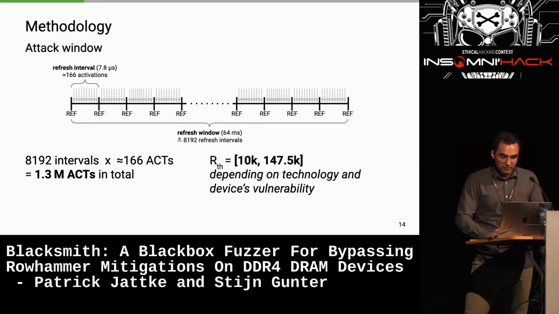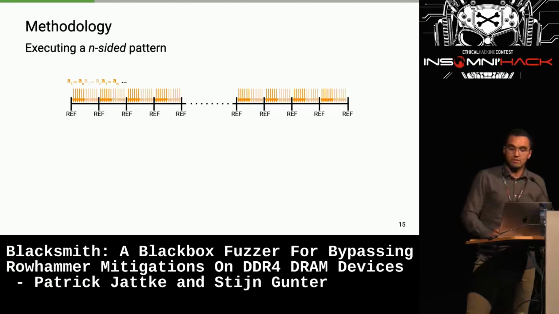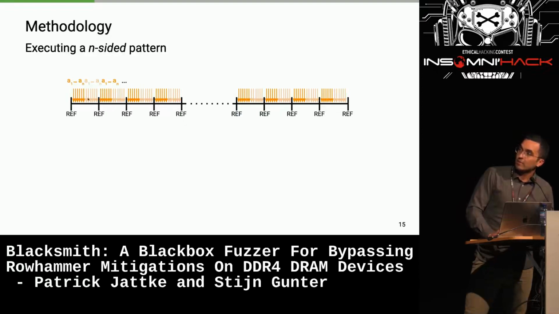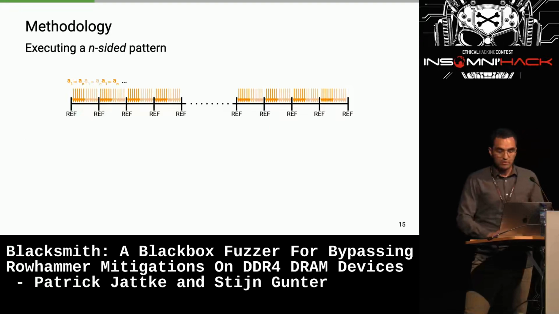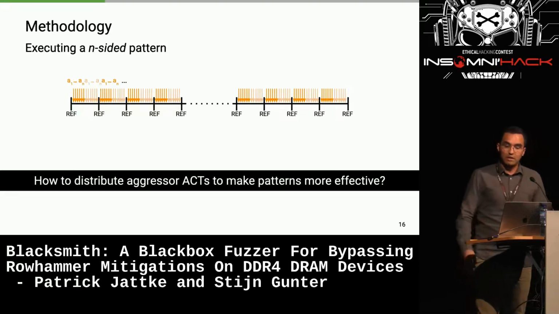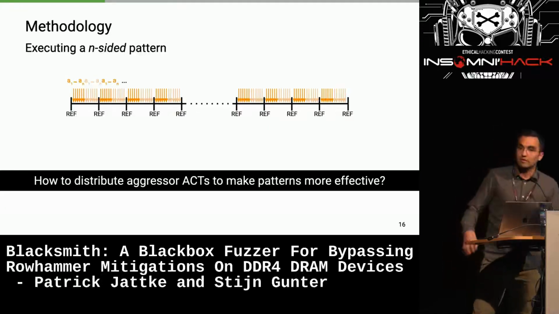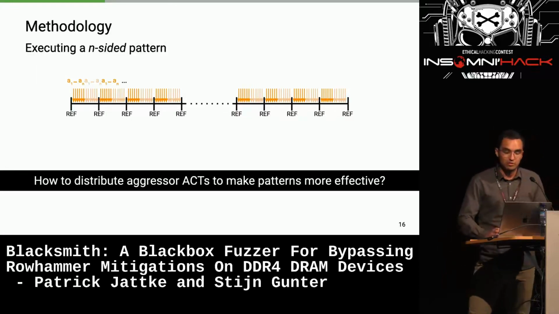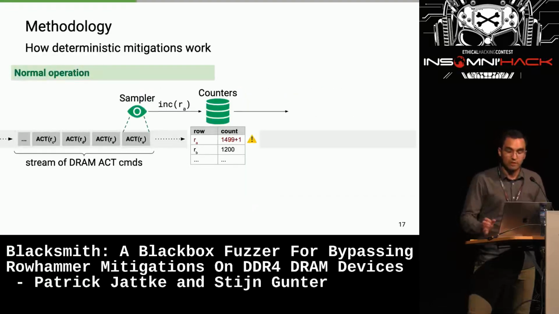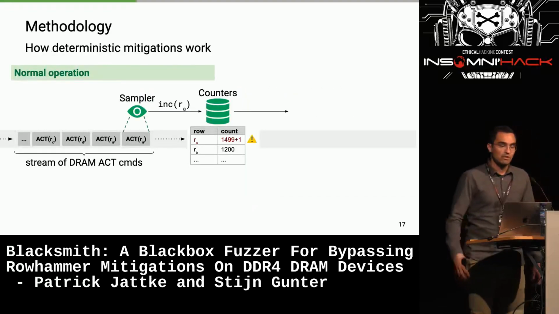Now what existing patterns basically do is craft a pattern, for example a double-sided pattern, and then repeat hammering this pattern over and over again. What we asked is basically whether there is a way to craft patterns in a more effective way to bypass the mitigations. Now let's switch over to the defender's perspective to give an idea of how these devices usually protect against Rowhammer.